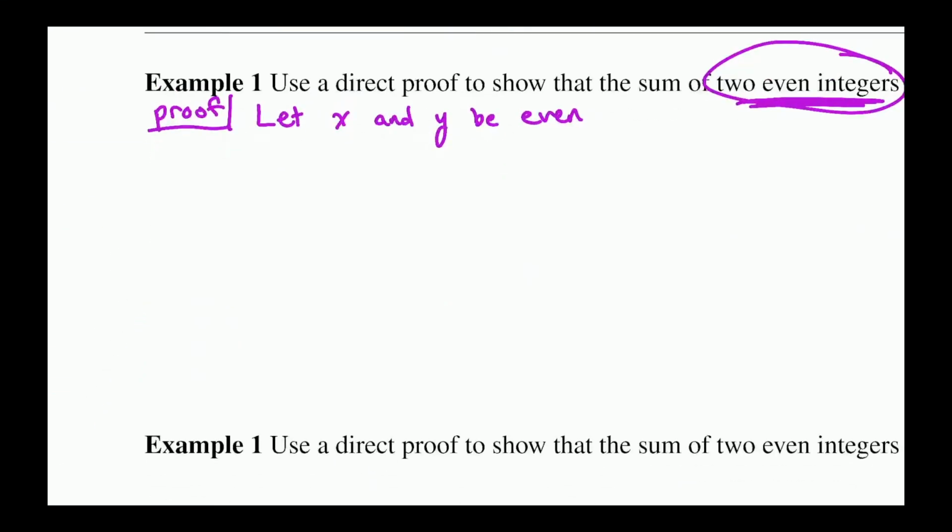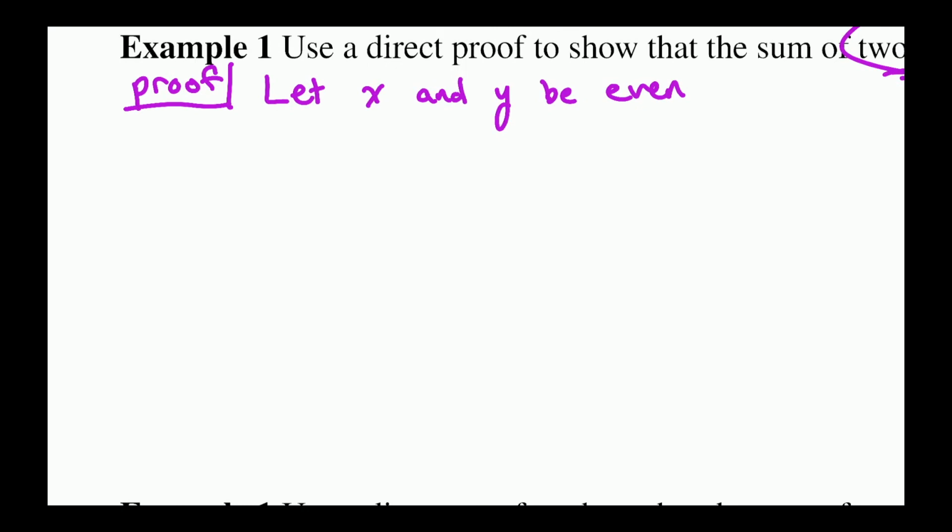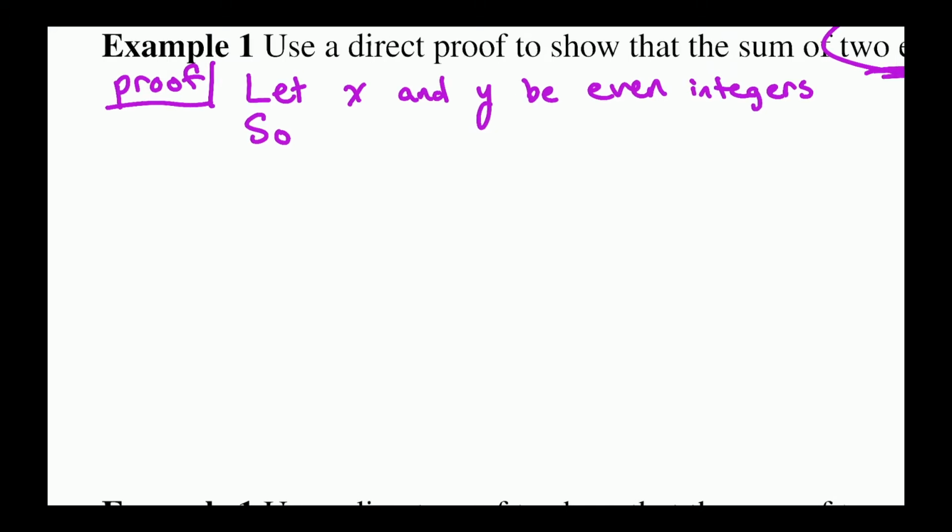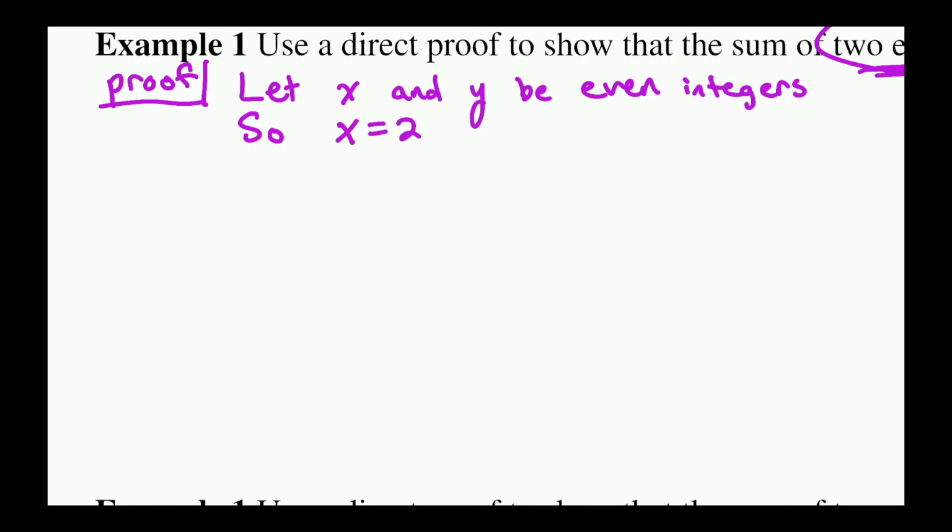So x and y are even. You could say integers. You can be a little lazy and not say integers because it's understood, but to be 100% correct, we can write it this way. Let x and y be even integers. Now, what does it mean to be even? Well, we know that this is the definition of even. So if x is even, x equals 2n for some integer n, right? That's the definition. Now, y is also even.